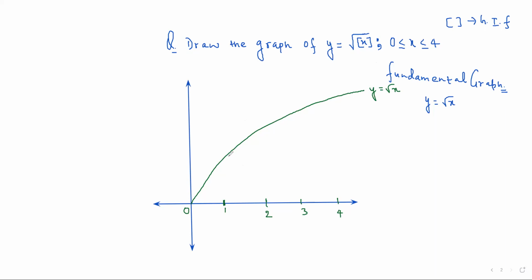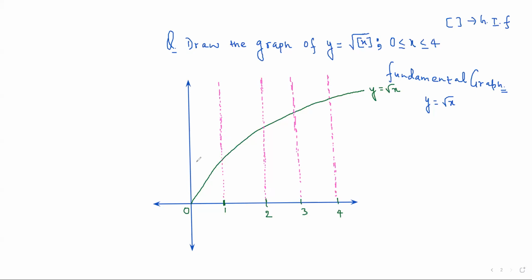So what happened? Draw the dotted lines. Where? At integral points. Draw the dotted lines at integral points. Okay beta, these are the dotted lines. Now find the corresponding coordinates.